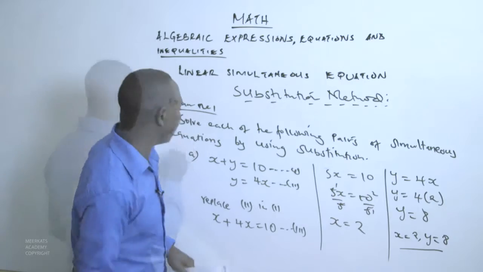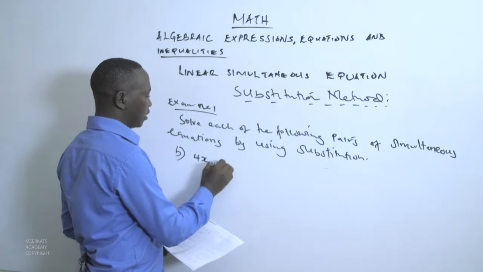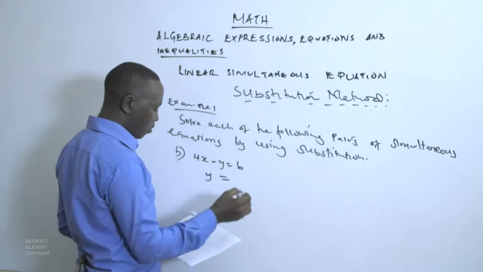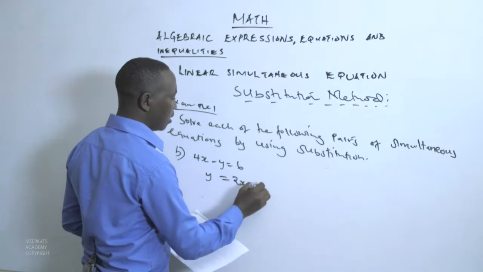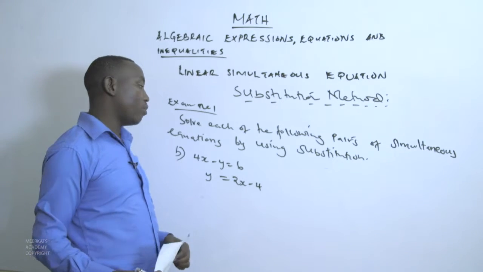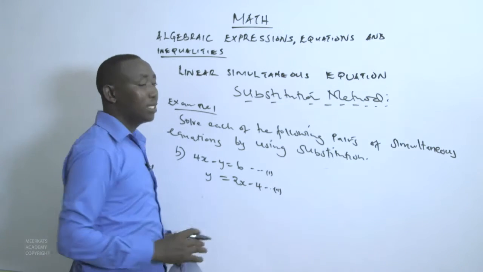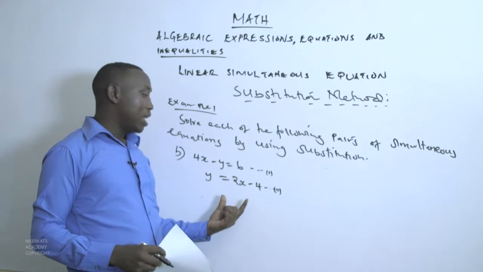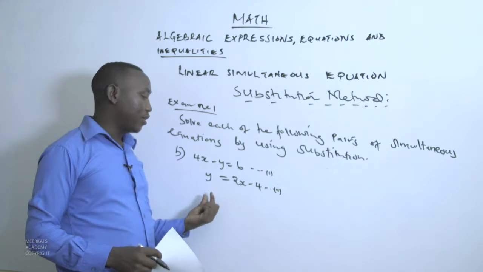Example B, 4x minus y is equals to 6. Then y is equals to 2x minus 4. So again, these are simultaneous linear equations. We can take that as equation 1 and this other as equation 2. This first step has been done for us, that is getting one of the pronumerals in terms of the other, and this is equation 2.